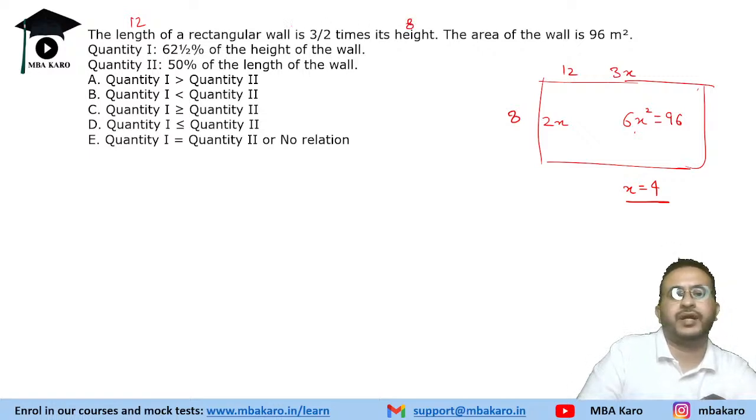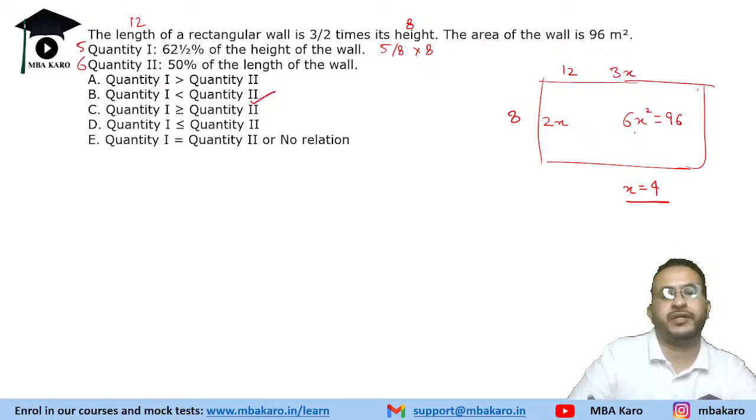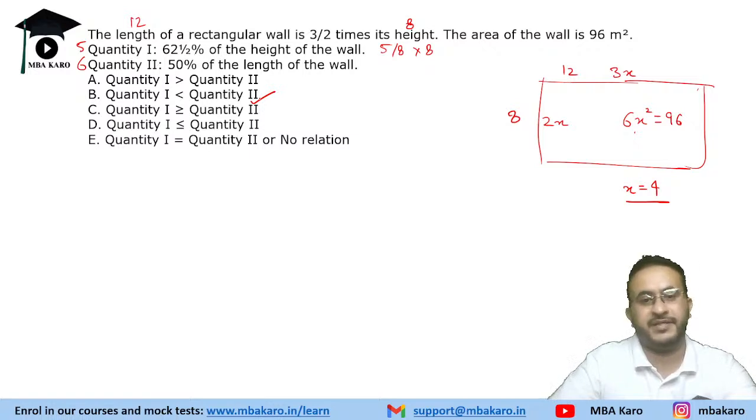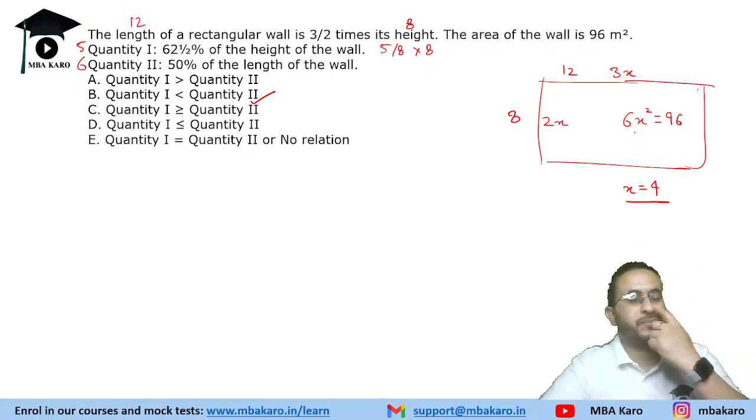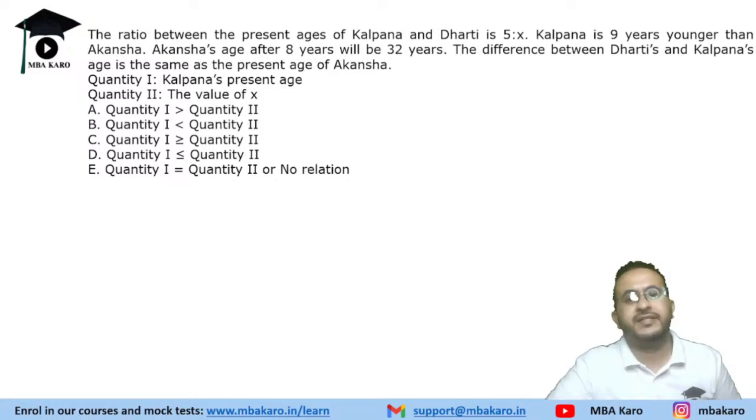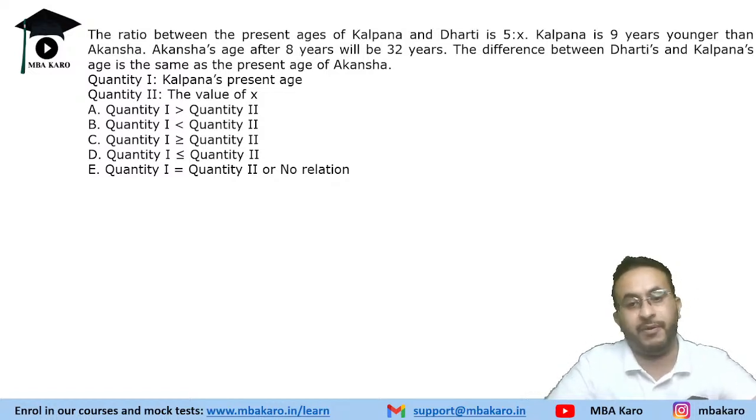62 and half percent. So 62 and half means 5 by 8 of 8. That is equal to 5. And 50% is 6. So quantity 2 is greater than quantity 1. And very easy one. So some questions could be this easy as well. Some questions could be lengthy. So it is about picking the right set of questions in the exam.